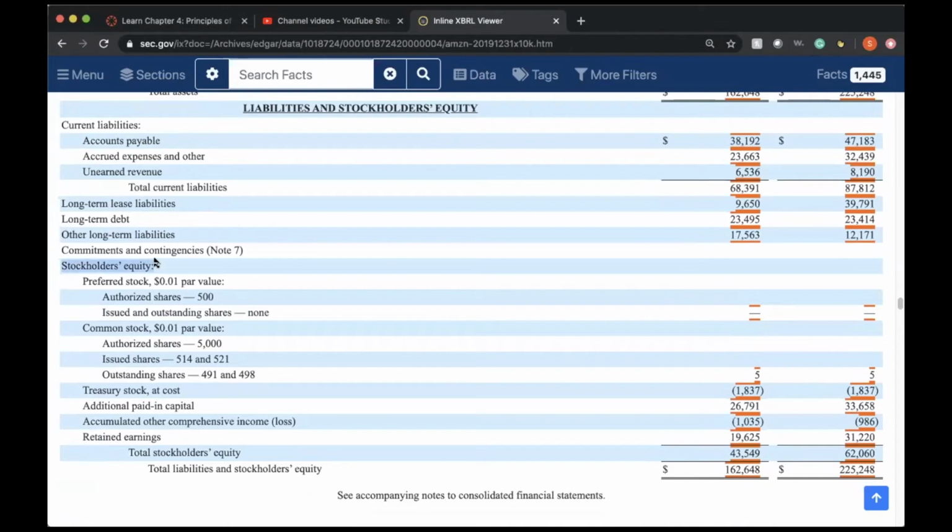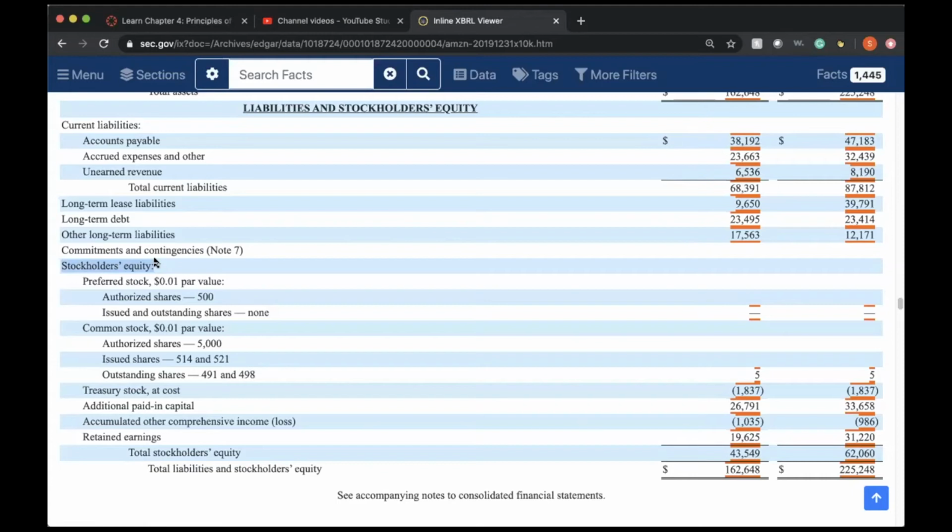Their stockholders' equity section looks a little different than what you're used to because we've only been dealing with sole proprietorships, small companies, and this here is a corporation. So if this was a small company, then it would just be capital. You wouldn't have any stock in here. This is something we learn in accounting too.